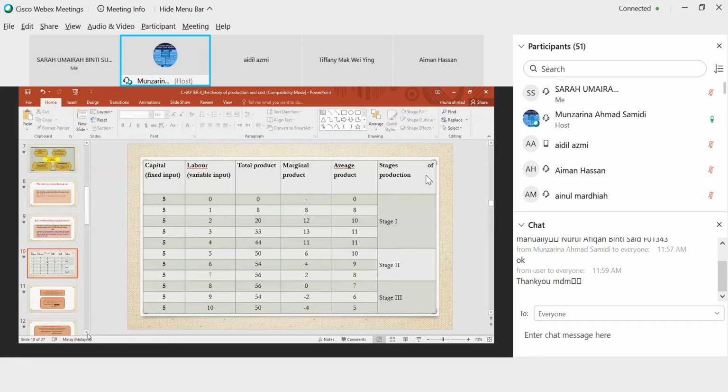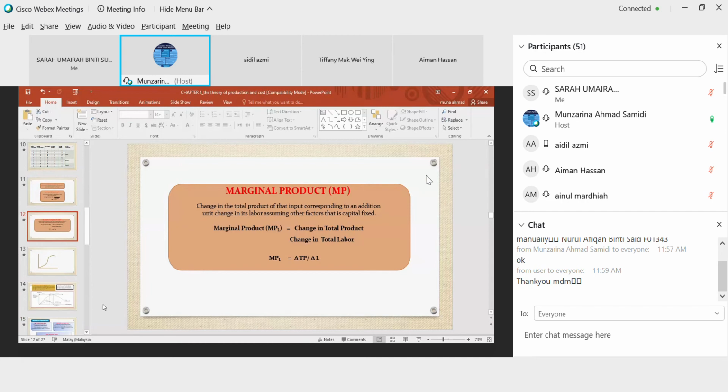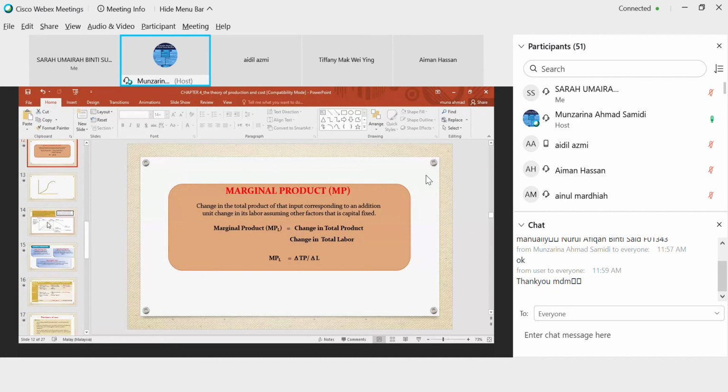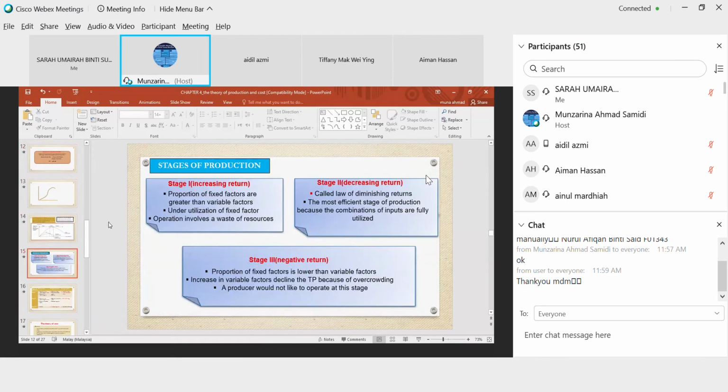Okay, so if you draw this, why doesn't it move? This is a problem. I don't know whether it's my computer or the network.